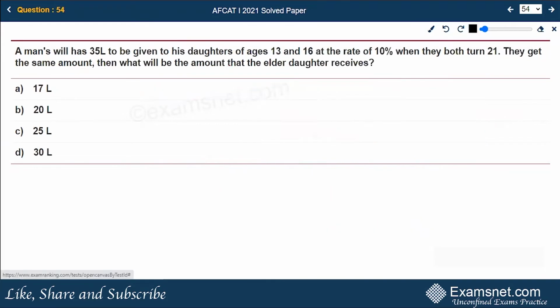Next, question number 54. A man's will has 35 lakh to be given to his daughters of ages 13 and 16 at the rate of 10% when they both turn 21. They get the same amount. Then what will be the amount the elder daughter receives? So here are two situations. First is the younger daughter and the other one is the elder daughter.